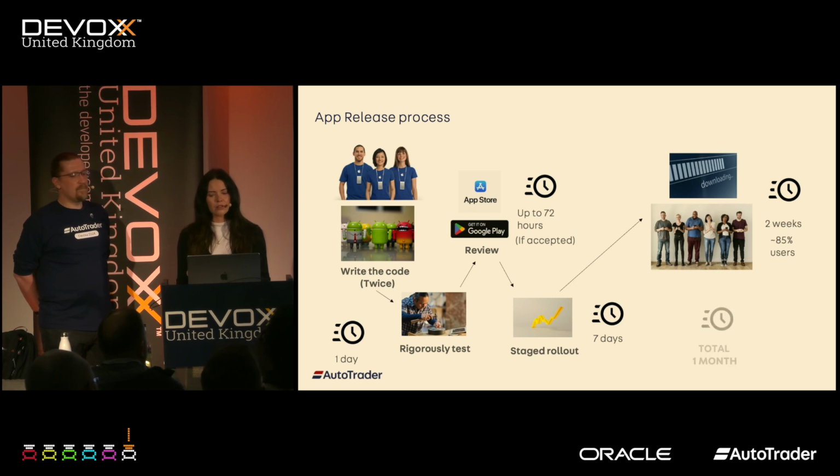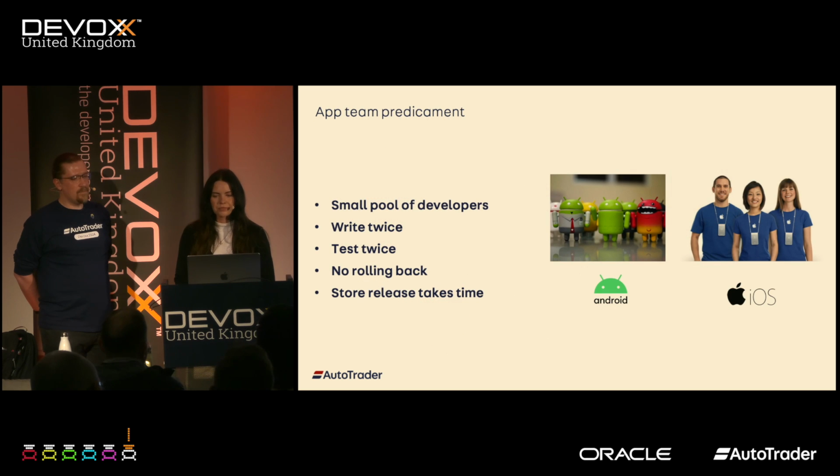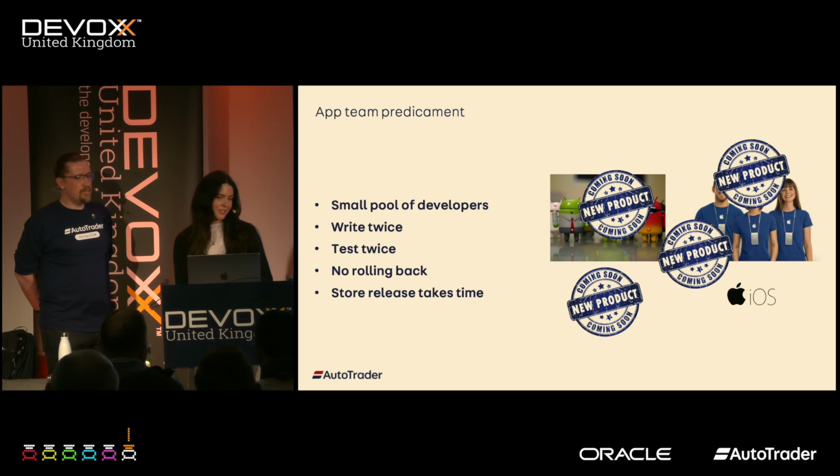So that can total up to about a month for one release and for one change just to get it into the user's hands. So if you compare that to a server release where you code, test, and merge and straight into the user's hands, it's a lot different. It's a lot more time consuming. So taking all those pain points and slow releases, throw in a fast-paced environment with lots of products and changes, and you can start to see our predicament.